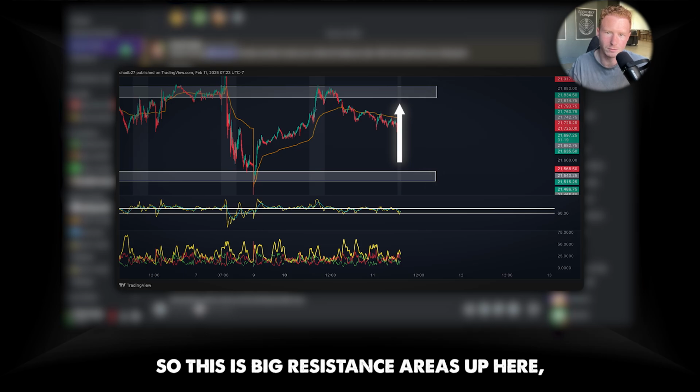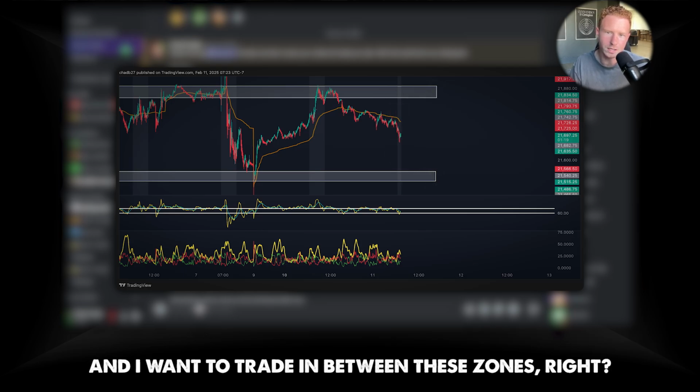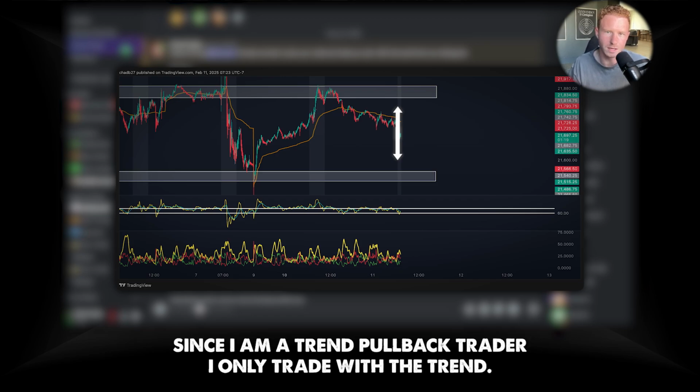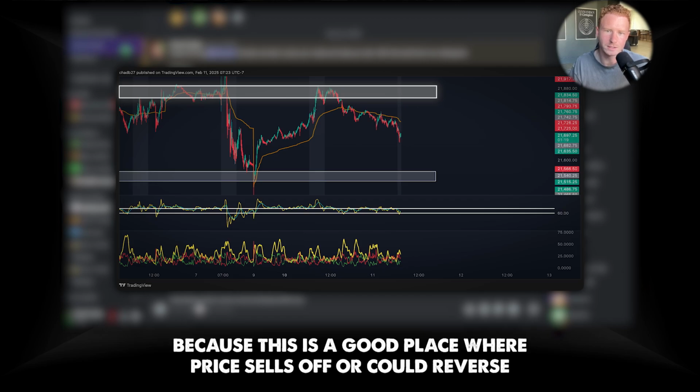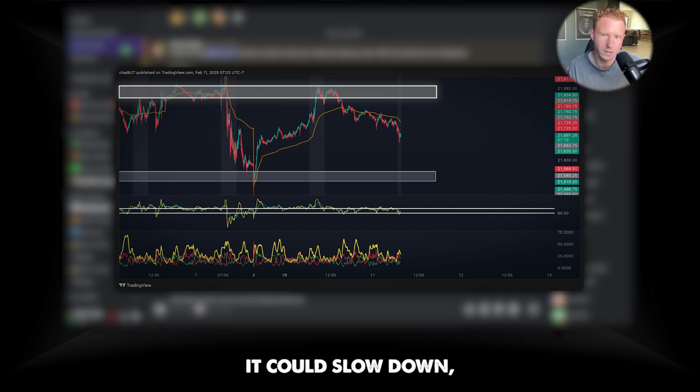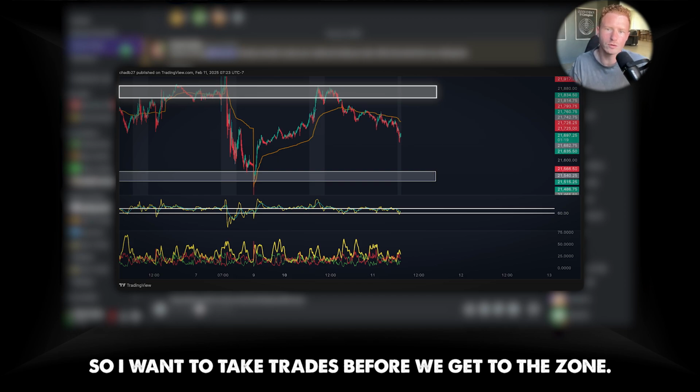Okay? So these are big resistance areas up here, big support areas down here, and I want to trade in between these zones, right? Since I am a trend pullback trader, I only trade with the trend. I don't want to go long inside a gray zone because this is a good place where price sells off, or could reverse, or could slow down. So I want to take trades before we get to the zone.